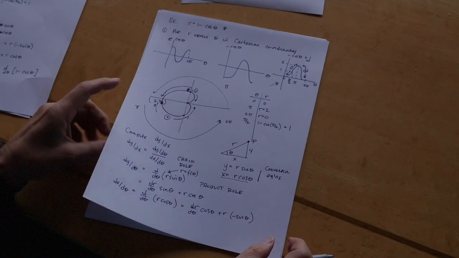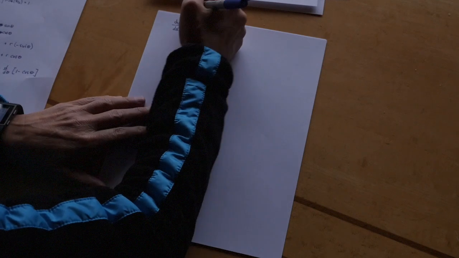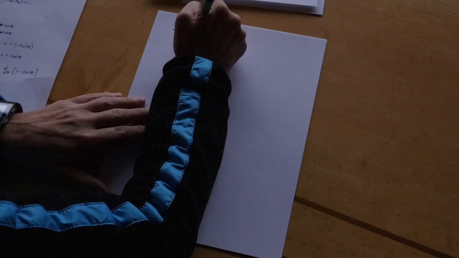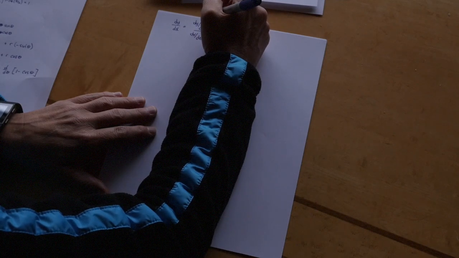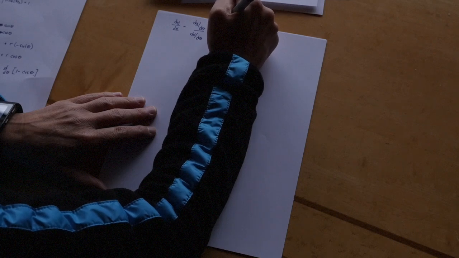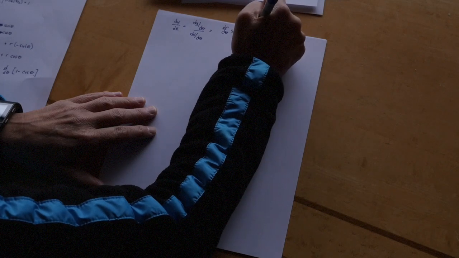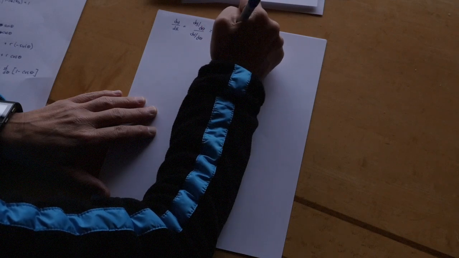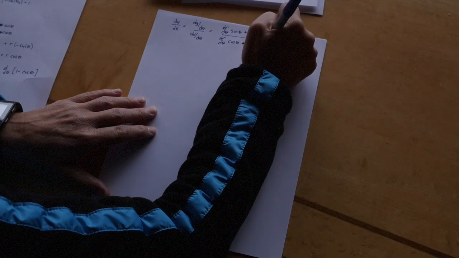Let me go to the next piece of paper and write that out. So I'm back here. I've basically derived the thing again. Here it is. dy by dx is dy by d theta over dx by d theta, and that is equal to dy by d theta, which is dr by d theta sine theta plus r cos theta, and then dx by d theta, which is dr by d theta cos theta minus r sine theta.